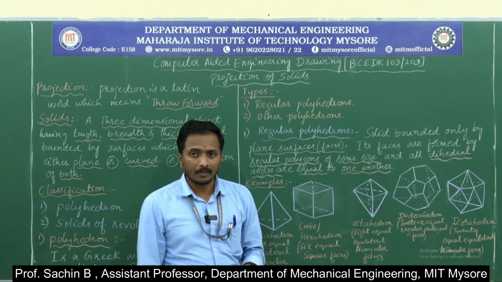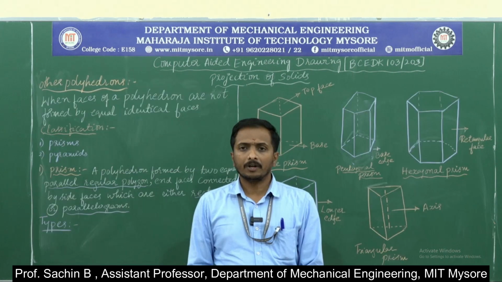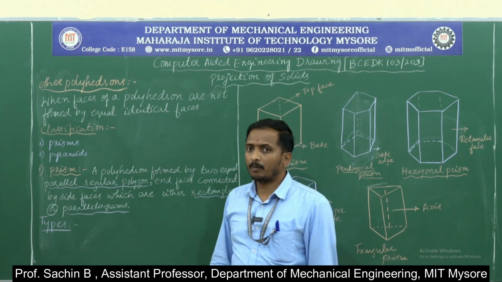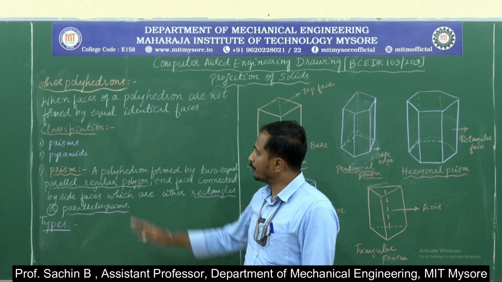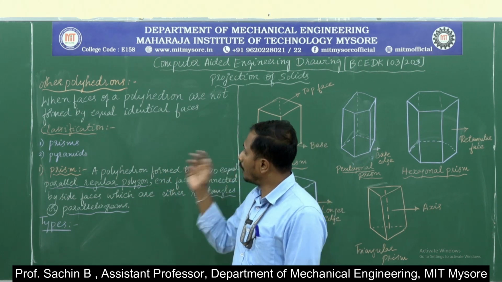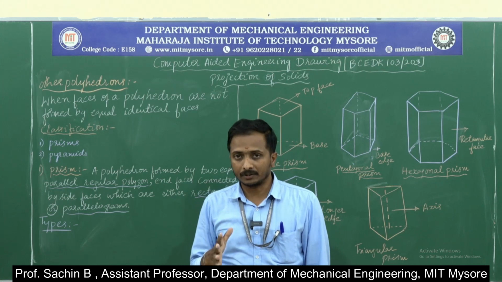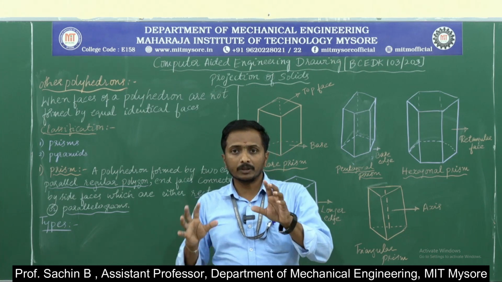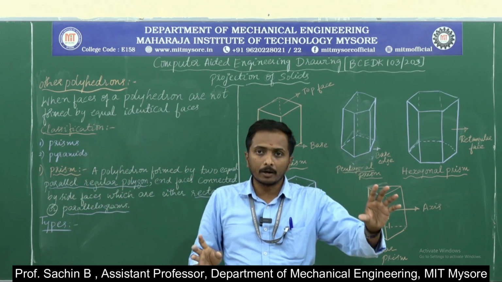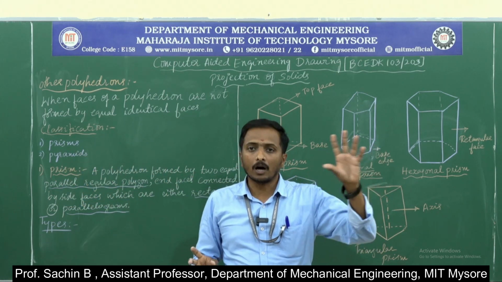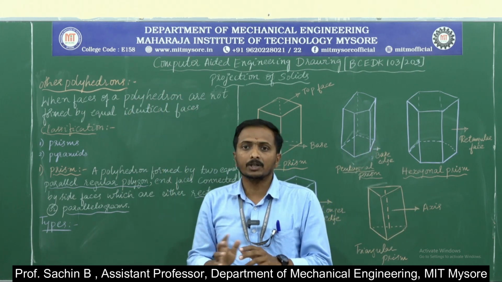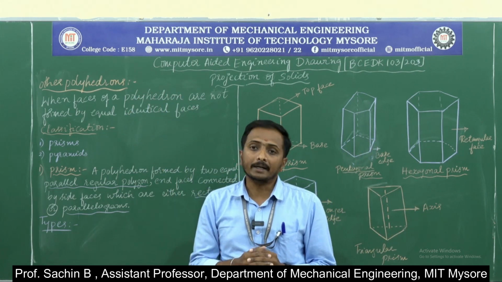Next we have other polyhedrons. We define other polyhedrons as those where the faces of a polyhedron are not formed by equal identical faces. We know the difference between the regular polyhedrons and other polyhedrons. In regular polyhedrons all the faces are equal and the same size. When it comes to the other polyhedrons, we don't have identical faces.